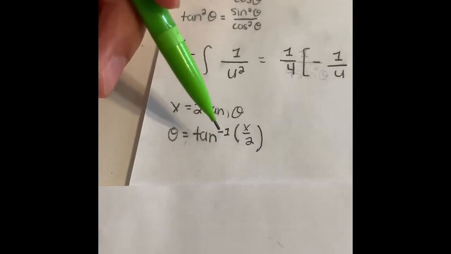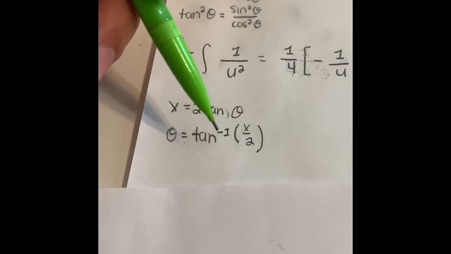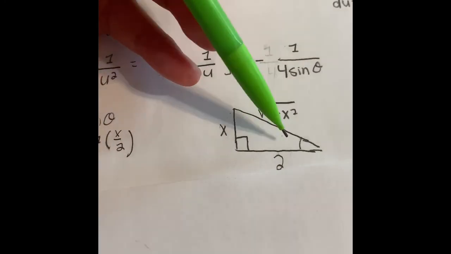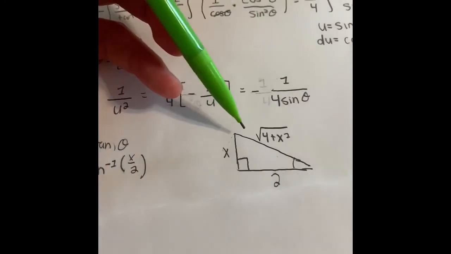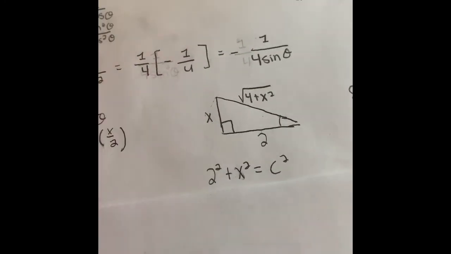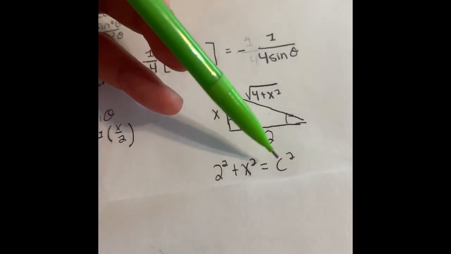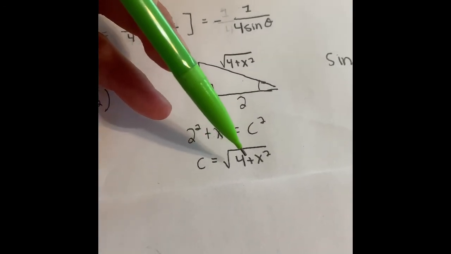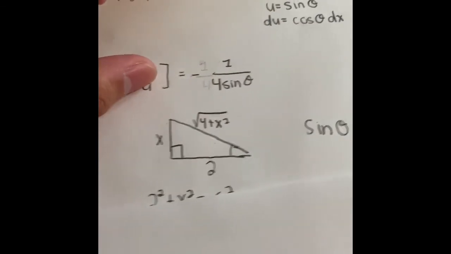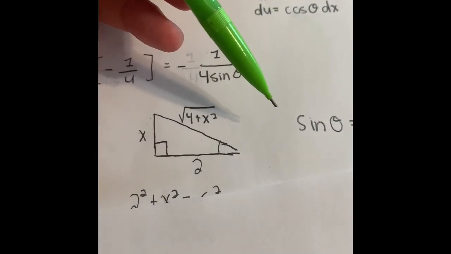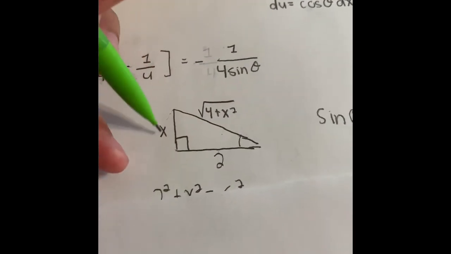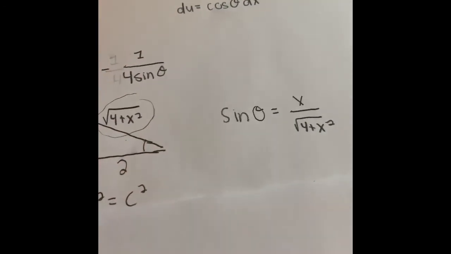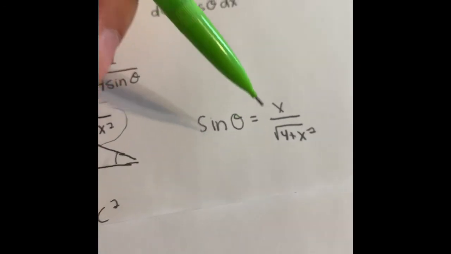Tangent, if you remember, is opposite over adjacent. So x is opposite and 2 is adjacent. To figure out the hypotenuse, use the Pythagorean theorem: a squared plus b squared is equal to c squared. For the hypotenuse, you get the square root of 4 plus x squared. Sine, if you remember, is opposite over hypotenuse, so sine theta is going to be x over the square root of 4 plus x squared.